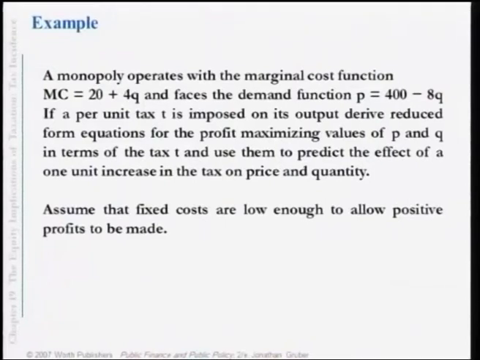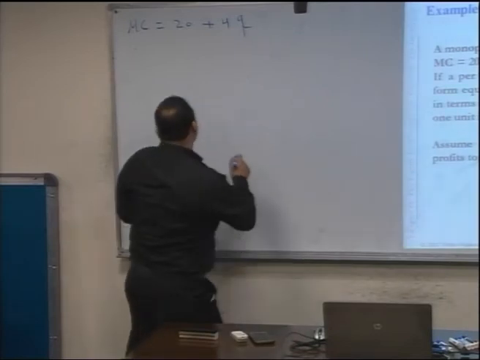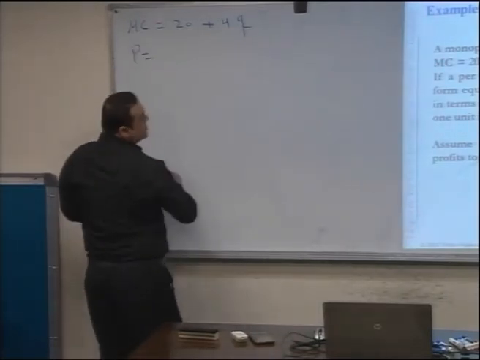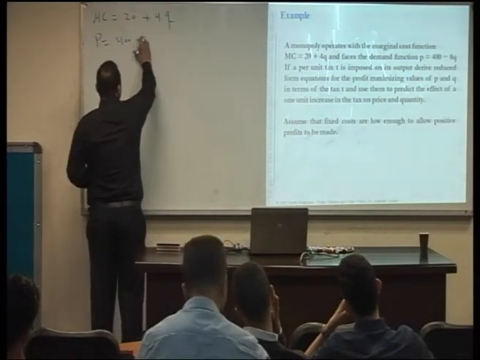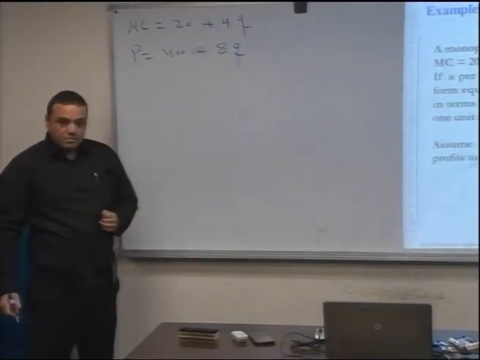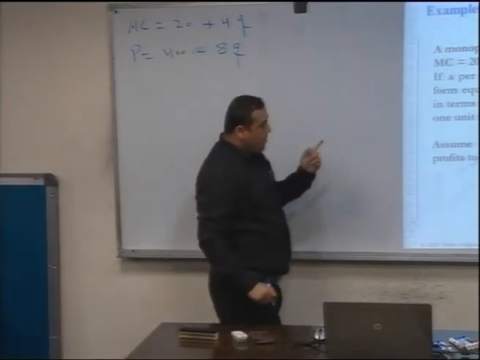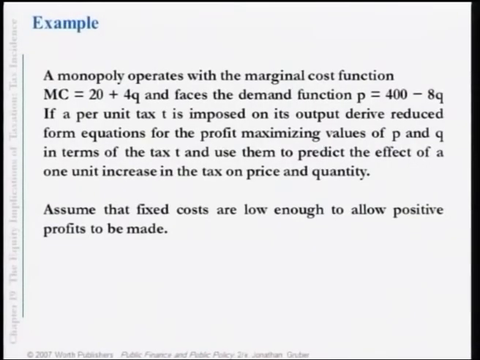And it faces the demand function, QD or price, equals 400 minus 8Q. We said if a per-unit tax T is imposed on its output, meaning each unit produced has a tax on it. This is in the monopoly market.